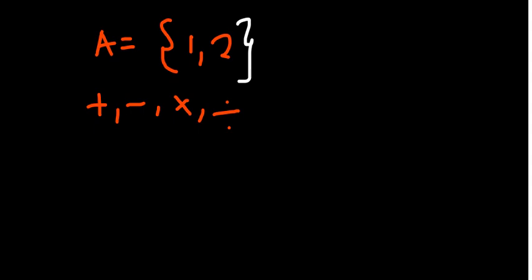So 2 minus 1 is 1. But subtraction is not a binary operation, since when you do 1 minus 2, it will be negative 1, which is not part of the set. So 1 minus 2, it's not. This is also not working. How about multiplication? Is it a binary operation on that set?